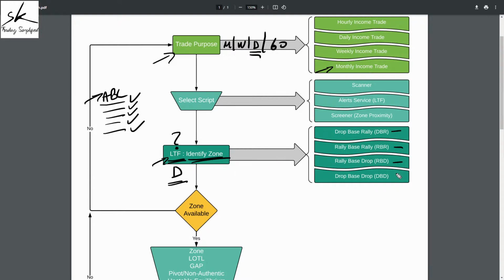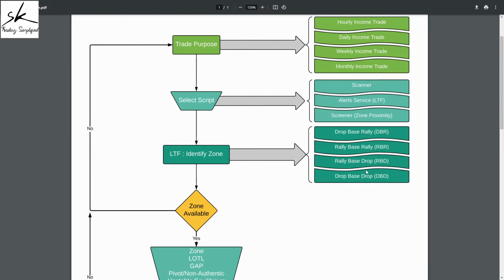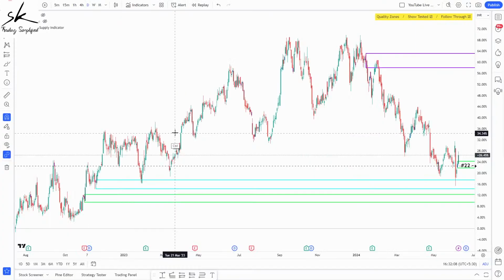By zone we mean any of these 4 structures: drop based rally, rally based rally, rally based drop, or drop based drop. So let's go to the lower time frame. And since I have applied the demand and supply zone indicator, I don't even have to identify the zones. Can you see the indicator does it automatically for me? And based on the examples we saw, you can also see how beautifully the indicator works. That is why I always love to rely completely on the indicator, because it also makes the process faster, easier, and much more mechanical.